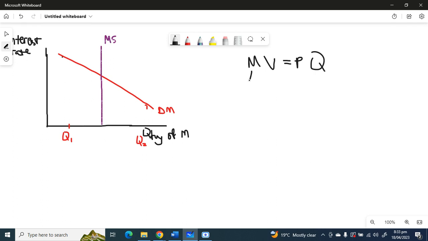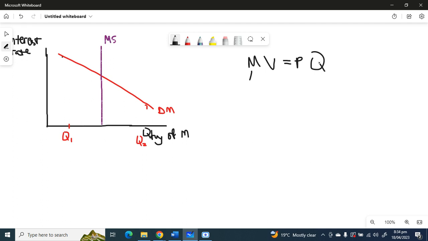M is the money supply, all right? The money which is in circulation. V is the velocity of money, meaning how much money is spent, right? Velocity of money. So we're just talking about money being spent. P is the price. Q is the output. In this case, the real GDP output.